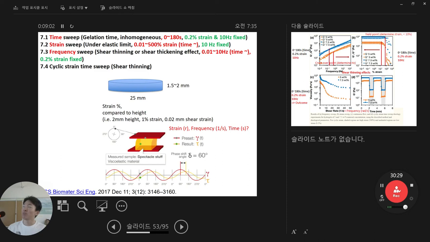And from these different types of sweep, you can precisely determine the gelation time, the elastic limit, and the shear thinning or shear thickening effect. So let's imagine you have a gel of 25 mm diameter and 1.5 mm height. When you change the strain, how does it change compared to the height? For example, with a 2 mm height and a strain change of 1, it means that this many millimeters was displaced, rotated using this machine. So you can determine strain, frequency, and time. And when you change or fix these, you can know the phase shift. From the phase shift, you can determine G prime, G double prime, G star, and the loss modulus or viscosity.